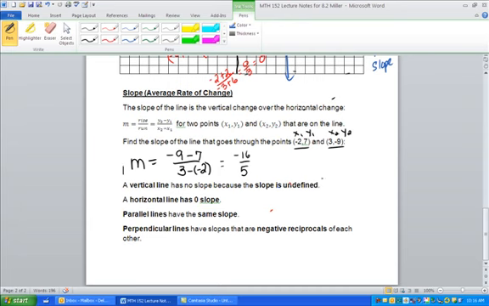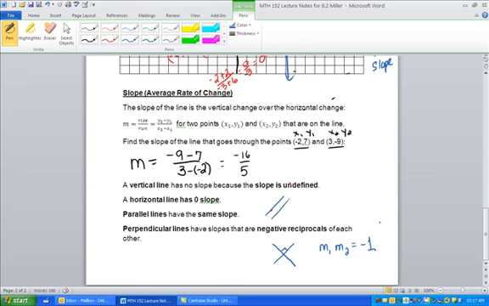Now what we find is parallel lines have the same slope, so their m would be the same in both cases, whereas perpendicular lines, those are lines that meet at a right angle, have slopes that are negative reciprocals. Actually, the slope of the first line times the slope of the second line, when they're perpendicular, the product will be negative 1.